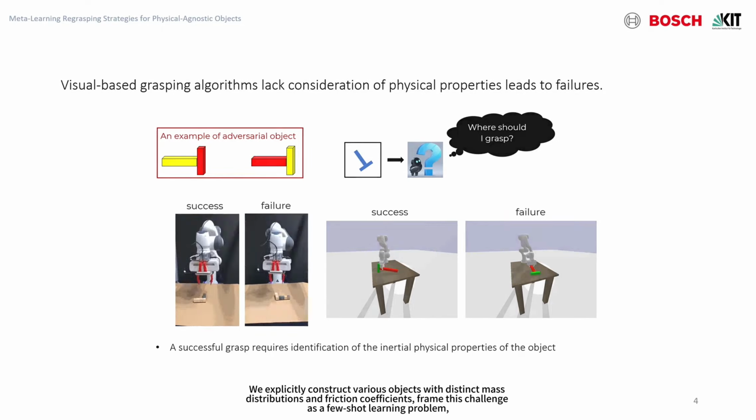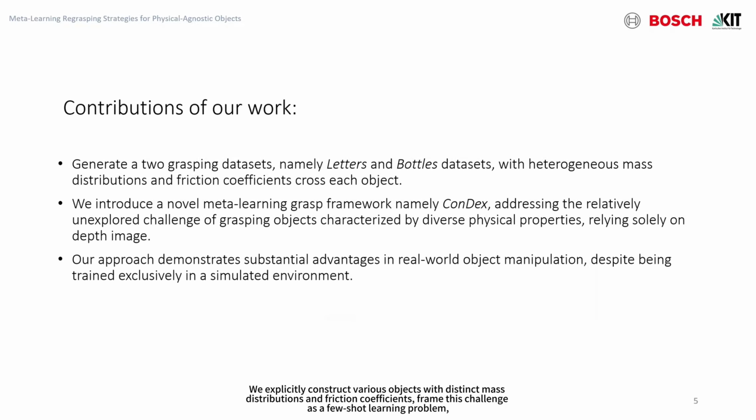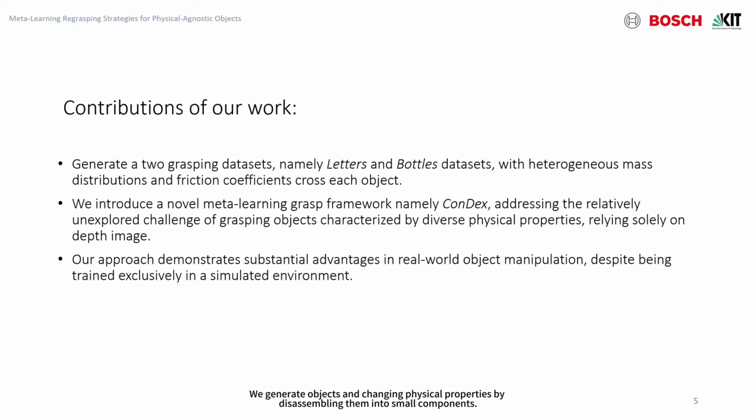We explicitly construct various objects with distinct mass distributions and friction coefficients, and frame this challenge as a few-shot learning problem, wherein the physical properties of each object must be gleaned from contextual information derived from a limited number of grasp trials. We present a meta-learning grasp framework called Condex to acquire knowledge of these properties purely from depth images. Lastly, we demonstrate substantial advantages in real-world object manipulation, despite being trained exclusively in a simulated environment.